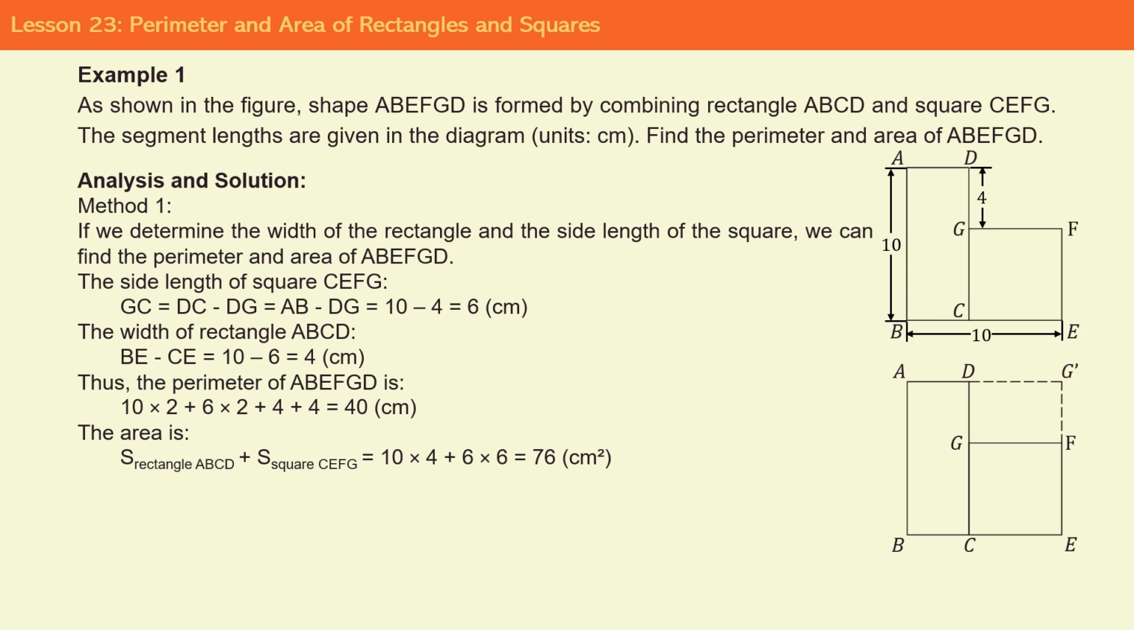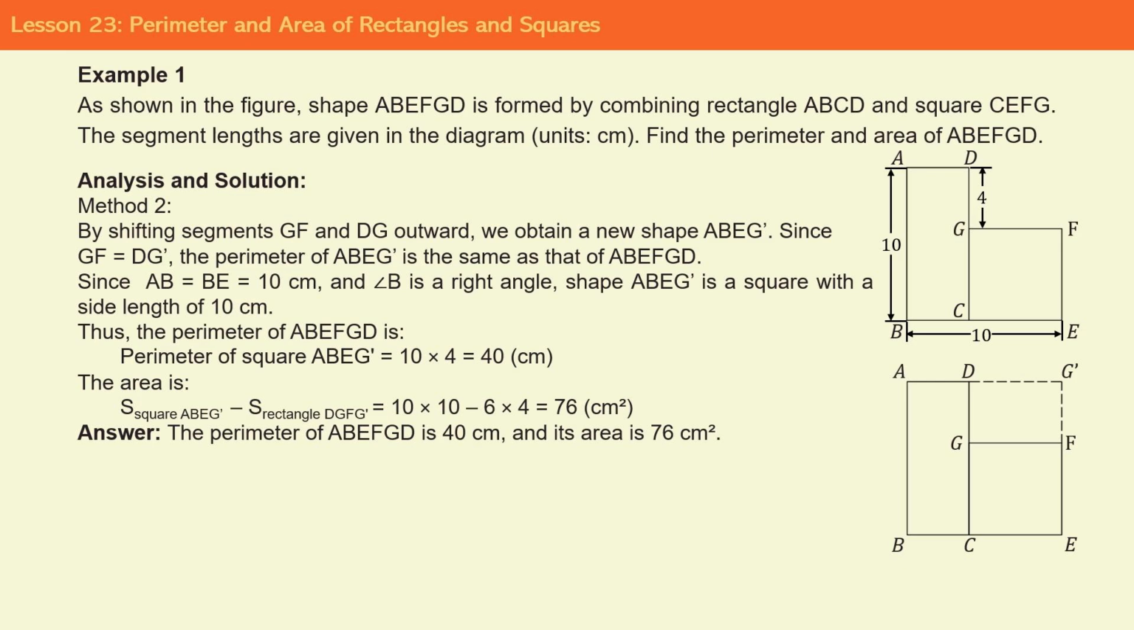The side length of square CEFG is GC equals DC minus DG equals AB minus DG equals 10 minus 4 equals 6 centimeters. The width of rectangle ABCD is AB minus CE equals 10 minus 6 equals 4 centimeters. Thus, we can find the perimeter and area of ABEFGD.